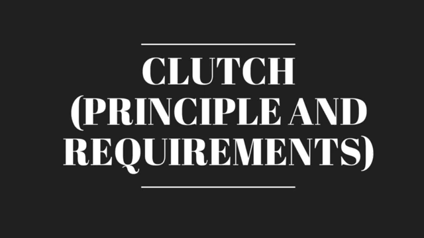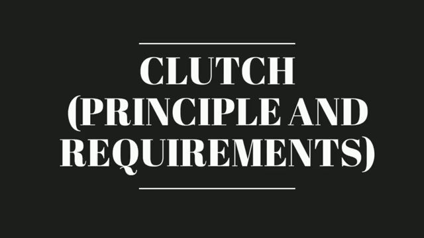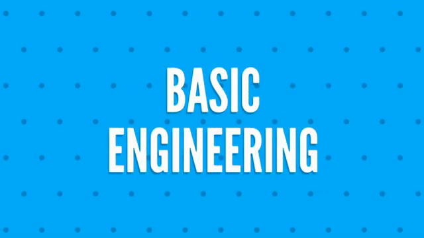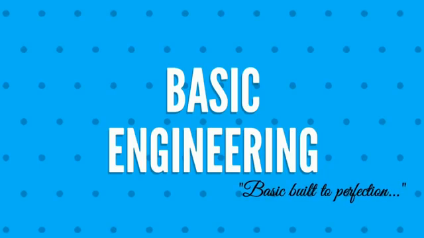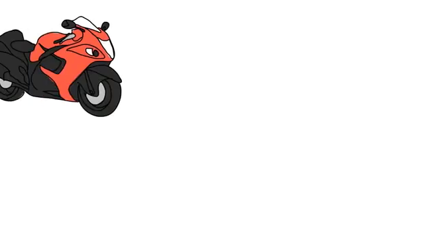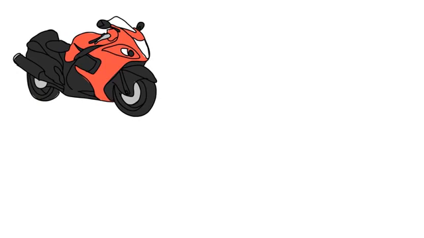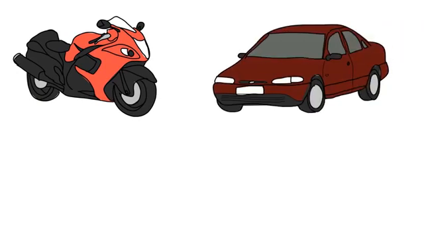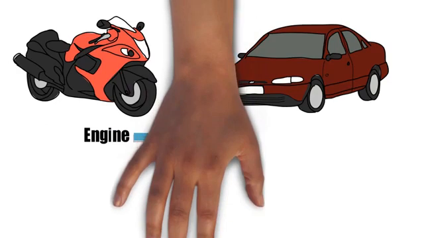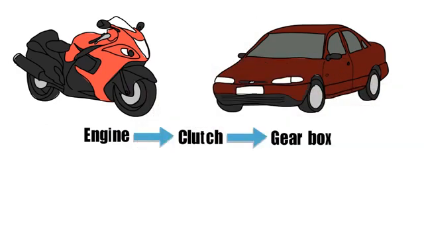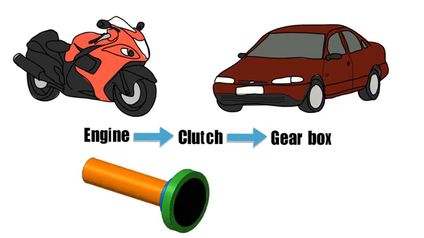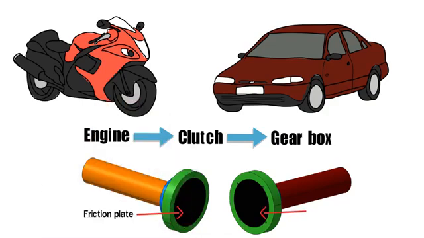Today let us talk about the principle and requirements of friction clutch used in automobiles. So let's get started. All of the motorcycles and cars are having a clutch to transmit power from engine to gearbox. Flywheel, friction plate and clutch plate are the main components of a clutch. Ceramic materials are used for friction plate which has higher coefficient of friction.